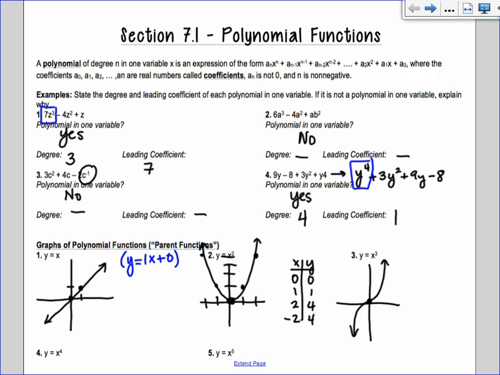Okay, and you could see some of the points. It goes through 0, 0, 1, 1. But when I plug in 2, right, 2 cubed is 8. So it shoots up really fast, 2, 8.